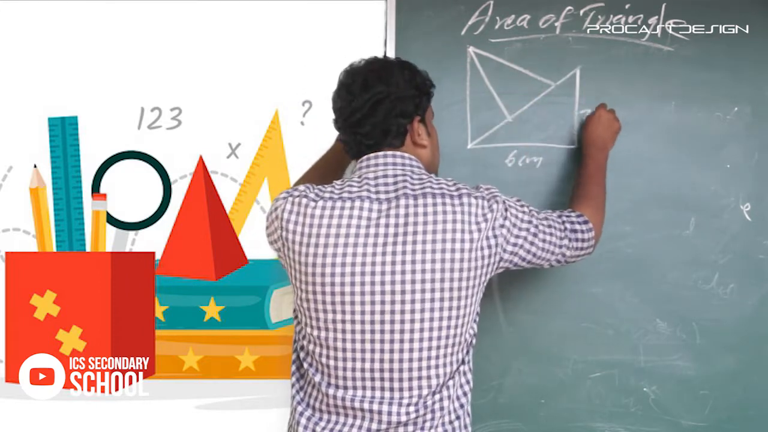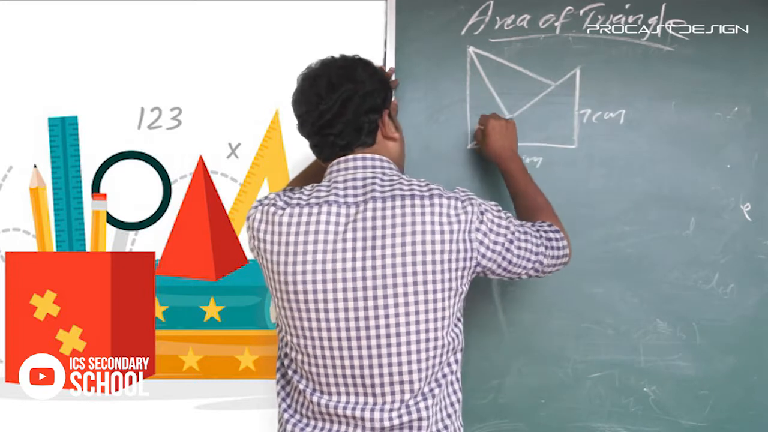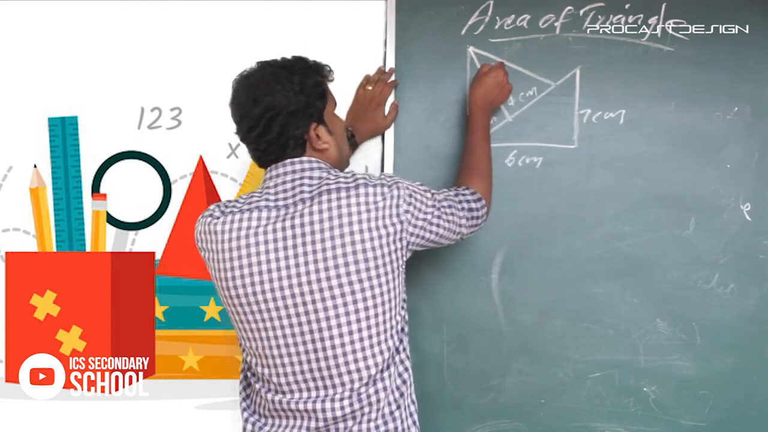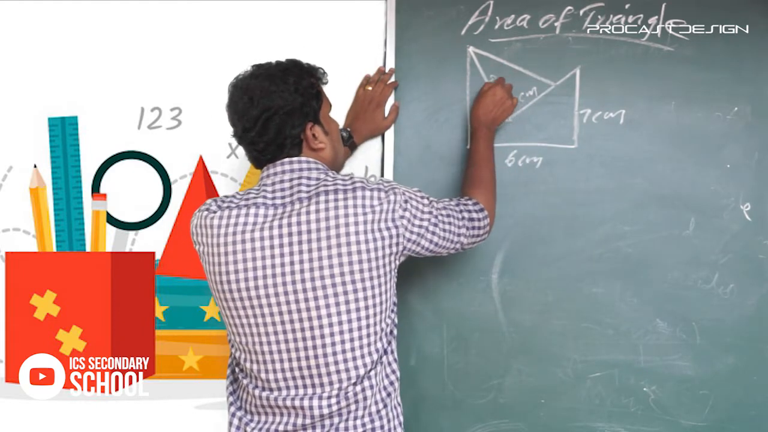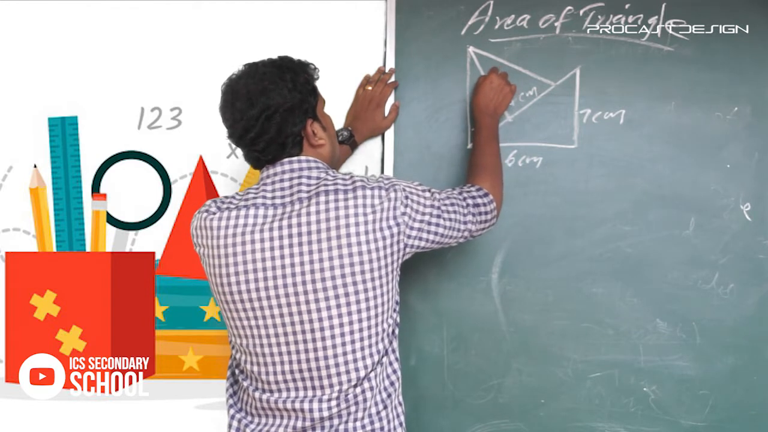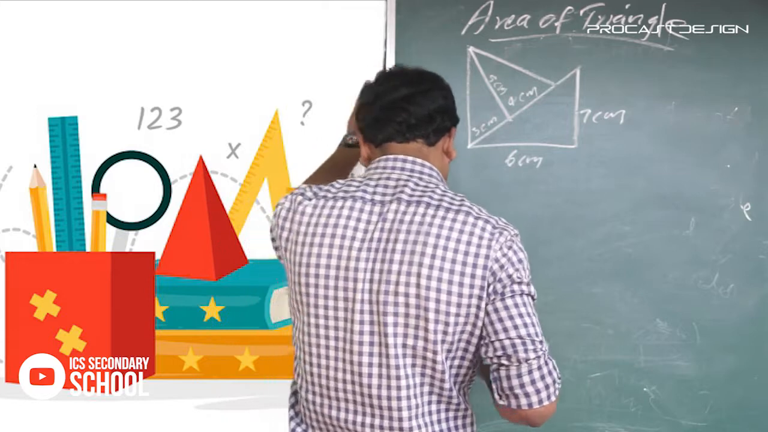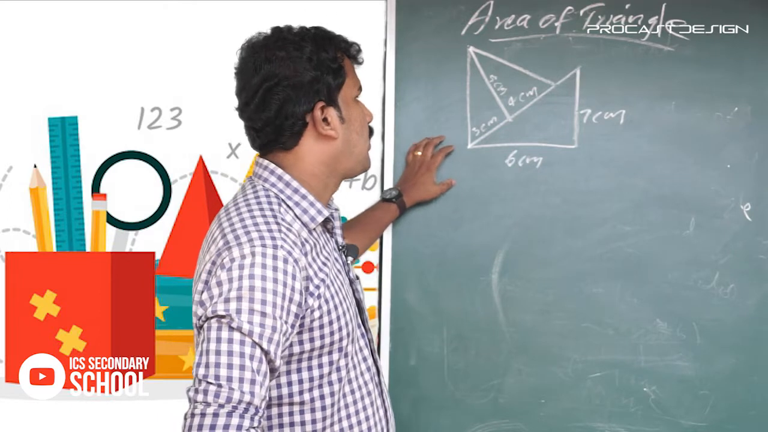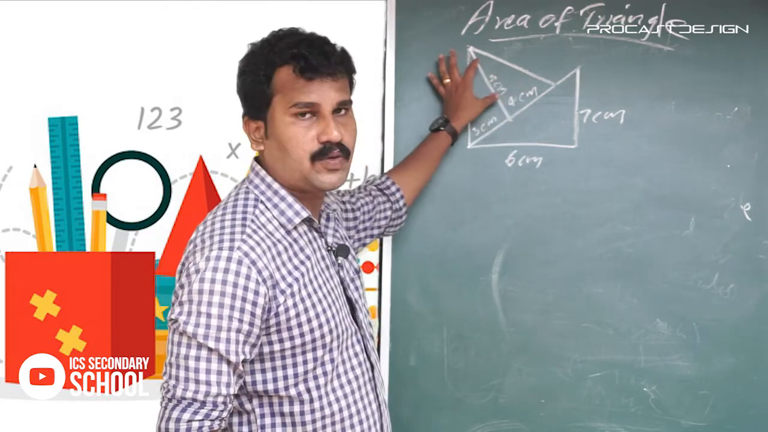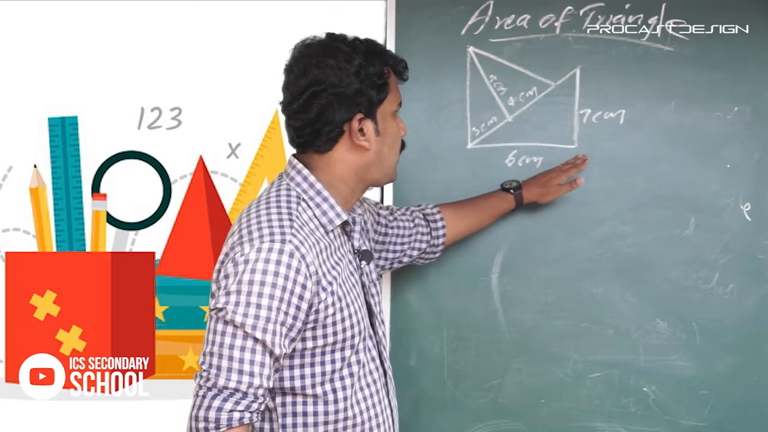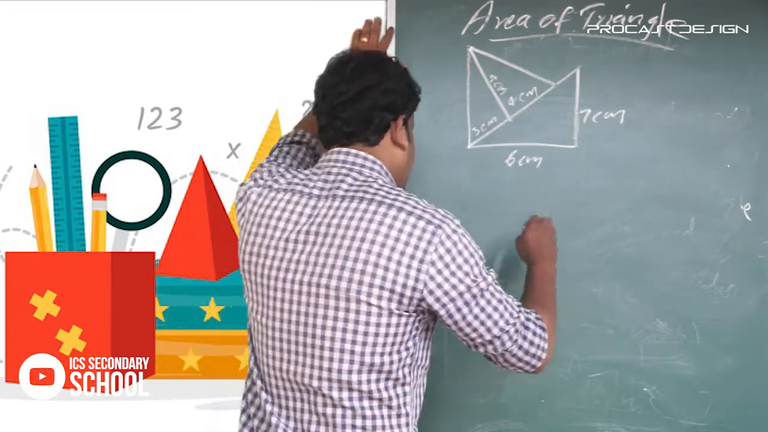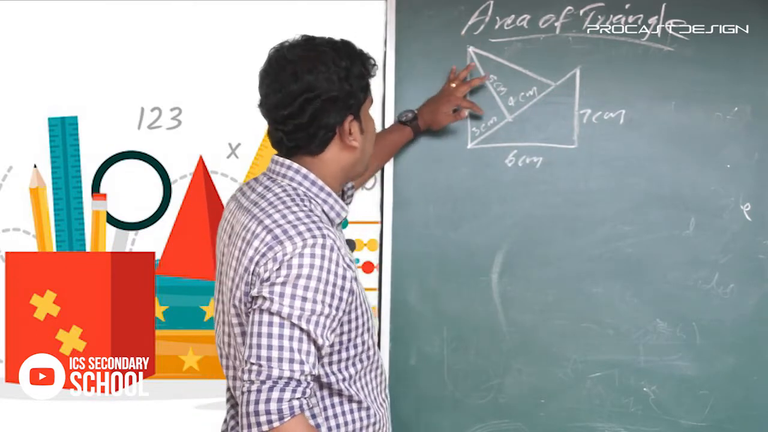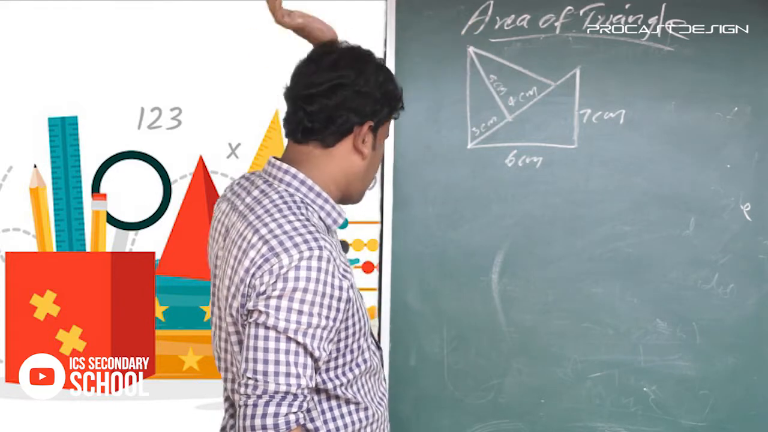Six centimeter, 7 centimeter, then 3 centimeter, 4 centimeter, and this is 5 centimeter. So look at this figure. Here are two right angle triangles. This is the first right angle triangle having sides of length 6 centimeter and 7 centimeter. This is another right angle triangle, with lengths 3 centimeter, 4 centimeter and 5 centimeter.